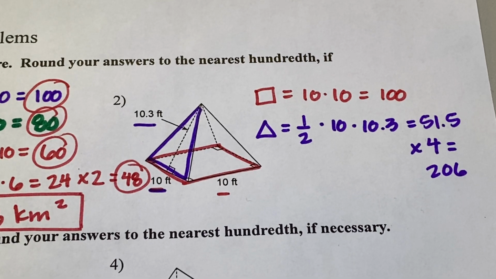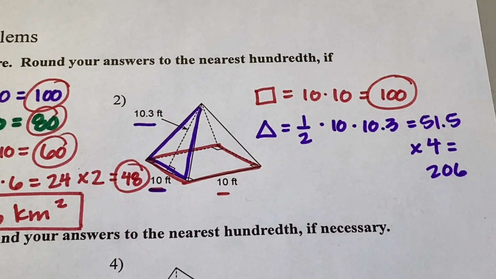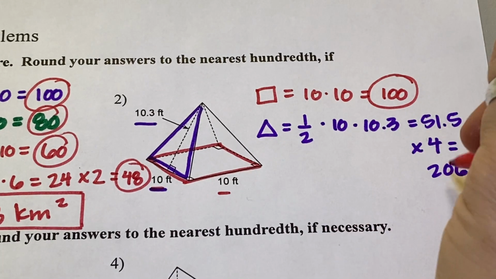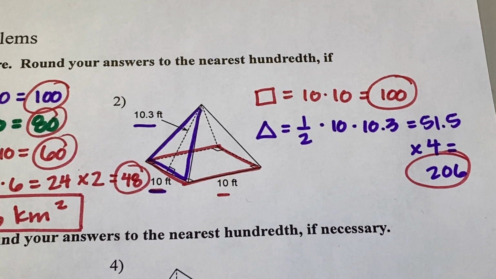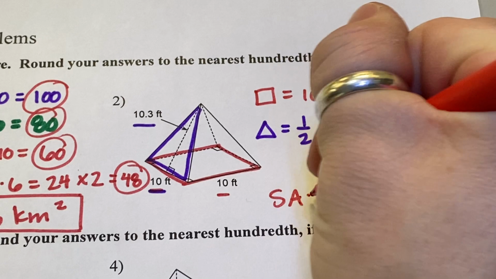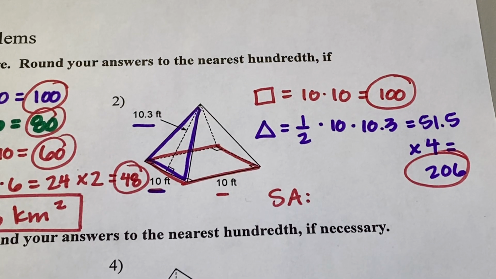Okay, so I have all the measurements I need. I have the area of that square on bottom. I have the area of all 4 of those triangles added together. Now what do I do with that 100 and that 206? Add them up. So what is my surface area for this shape going to be?